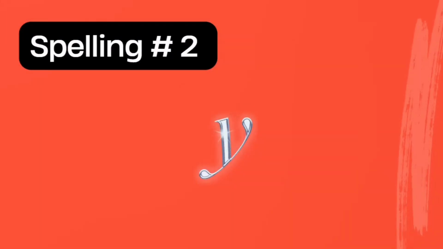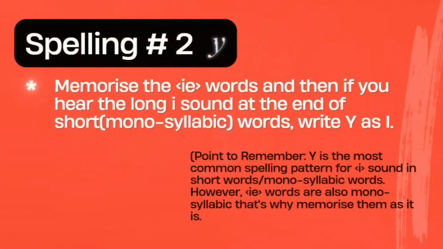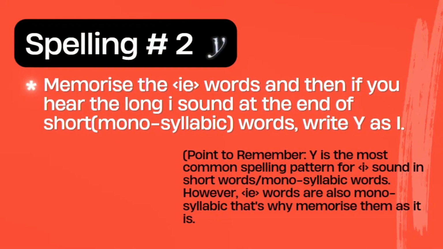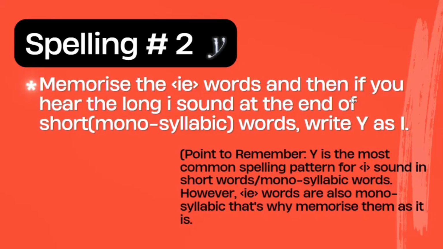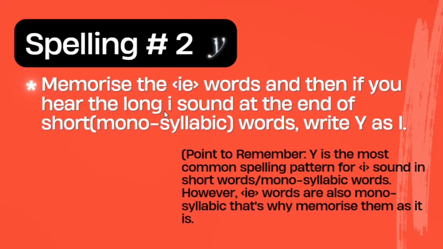Second spelling of long vowel I is letter Y. So now here's a tip for you. Memorize the IE words making the long I sound, and then if you hear the long I sound at the end of short words or monosyllabic words, write Y. Now if you don't know what monosyllabic words are, or what I mean by short words, they are words in which you hear only a single vowel sound.